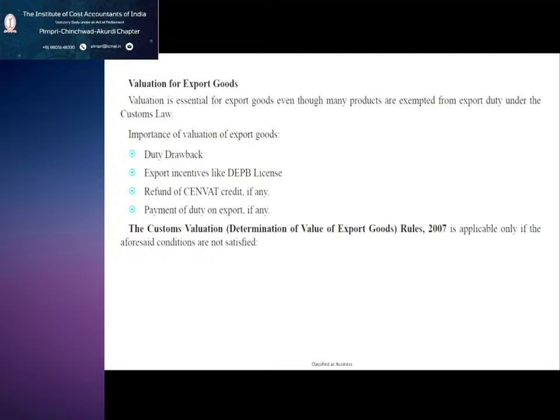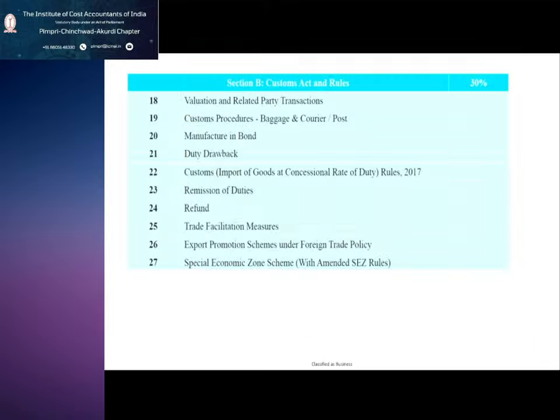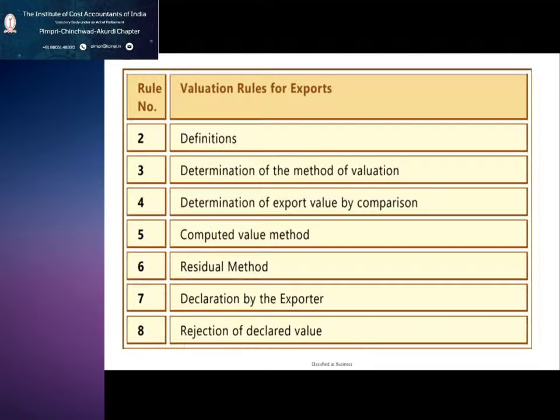Under the importance of valuation, we are seeing about the duty drawback. These points we are going to see in detail in our duty drawback chapter, that is the 21st chapter, where we cover duty drawback in detail. So now we are going into the valuation rules for exports.